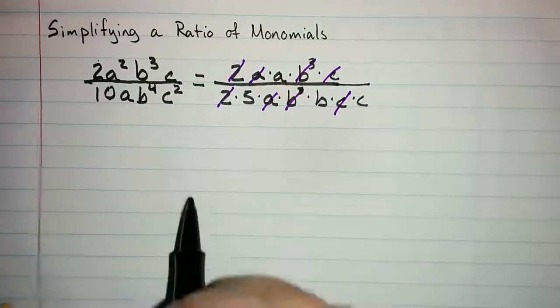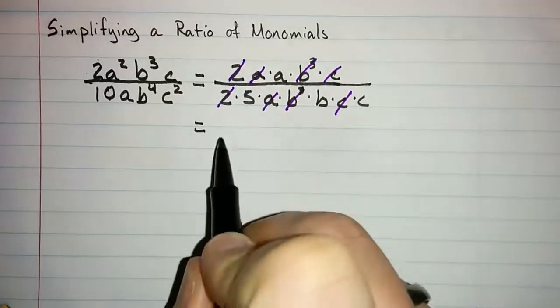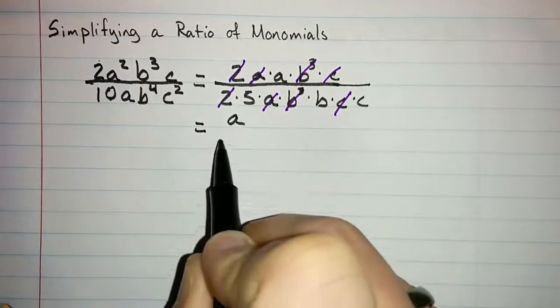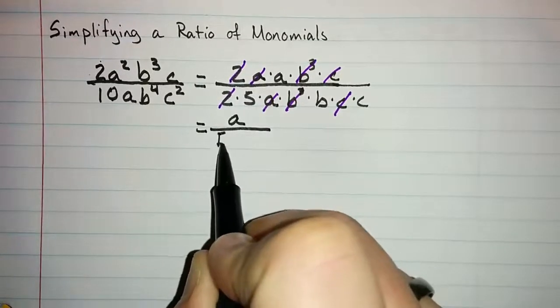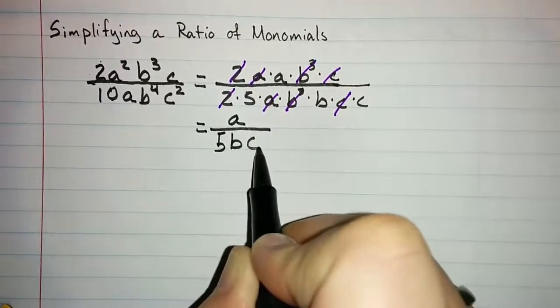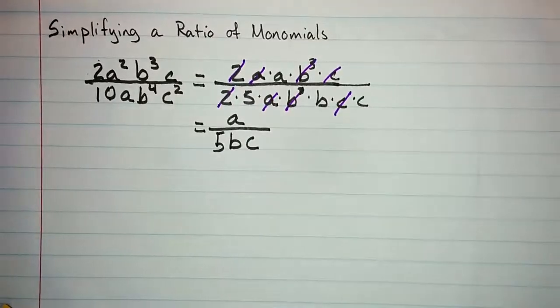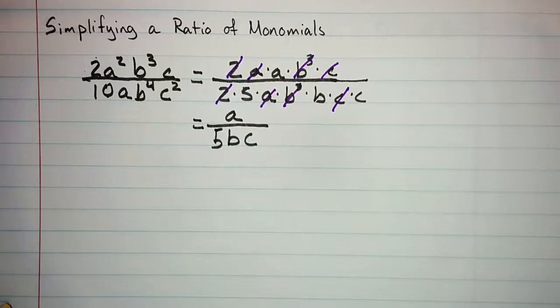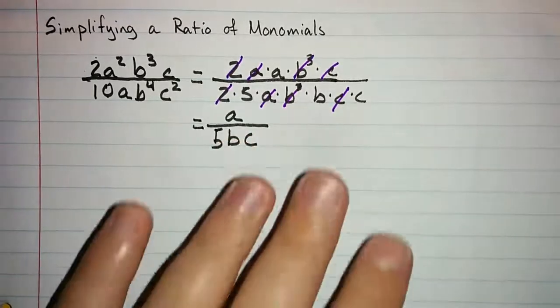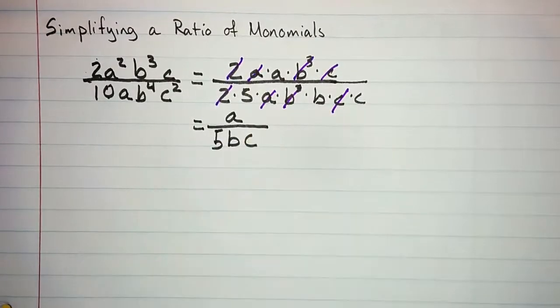What's left? Well, in my numerator I have only an a left. In my denominator I have a 5, a b, and a c left. And now I look again and say, do my numerator and denominator still have any common factors? No, they do not. Is this the shortest way to write this out? No, not really. Let's see another way to write out simplifying something like this.